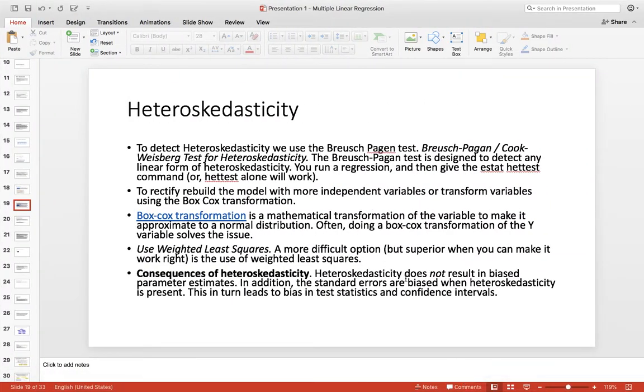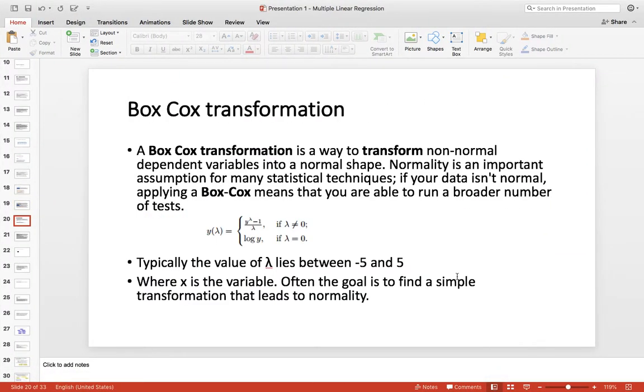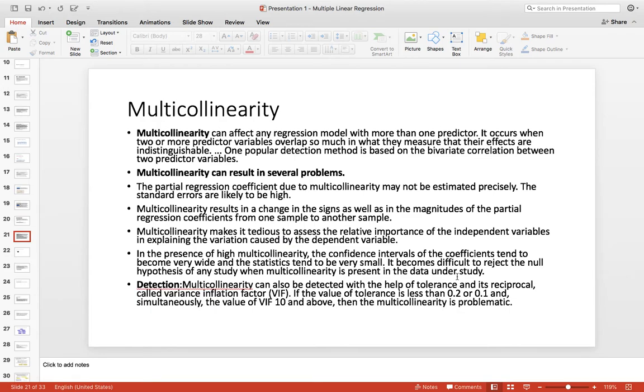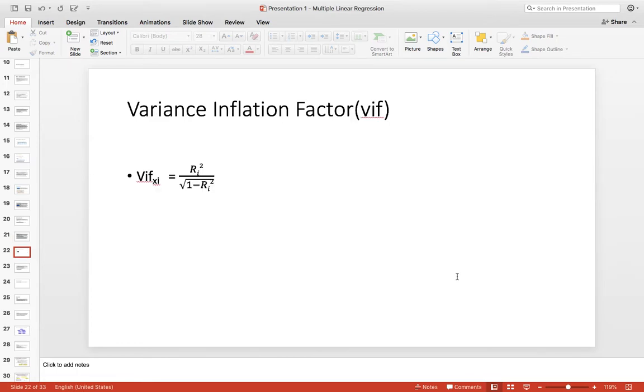Okay, so we shall move on to the next topic, which is called multicollinearity. Multicollinearity can affect any regression model with more than one predictor variable. It occurs when two or more predictor variables overlap so much in what they measure that their effects are indistinguishable. I've discussed this earlier. Now I'm going to show you how multicollinearity is tested.